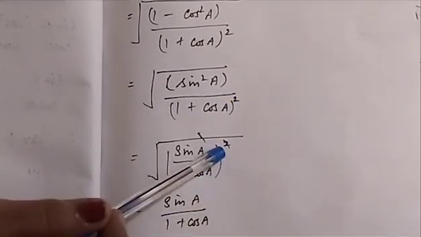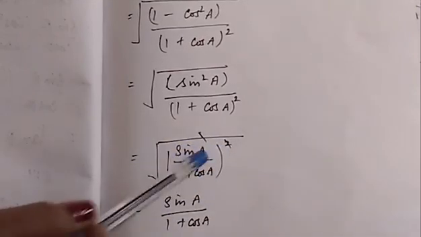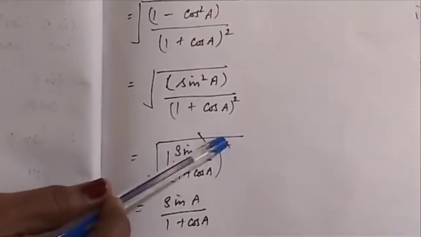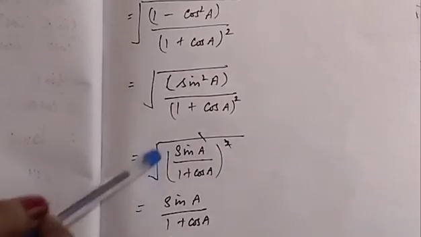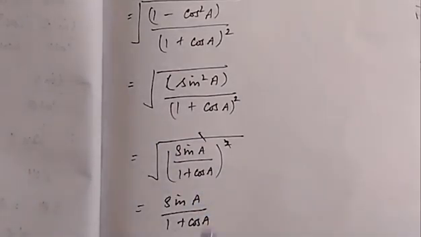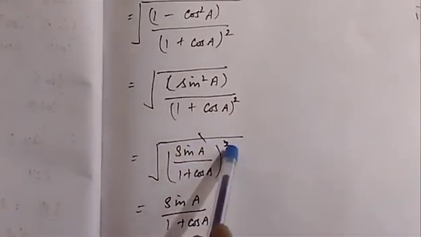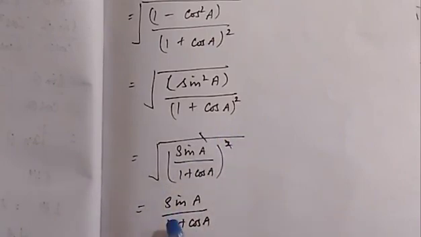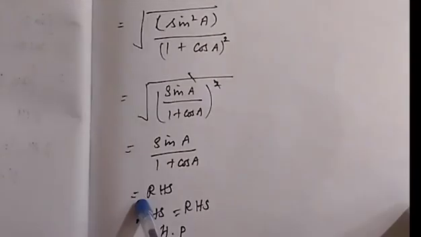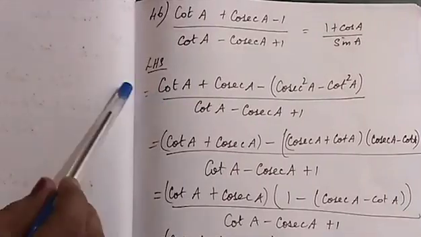Now take the square common. Sin A upon 1 plus cos A whole square should be written inside the under root. Now under root and the square get cancelled. What you will get? Sin A upon 1 plus cos A. That is right hand side. Hence proved.